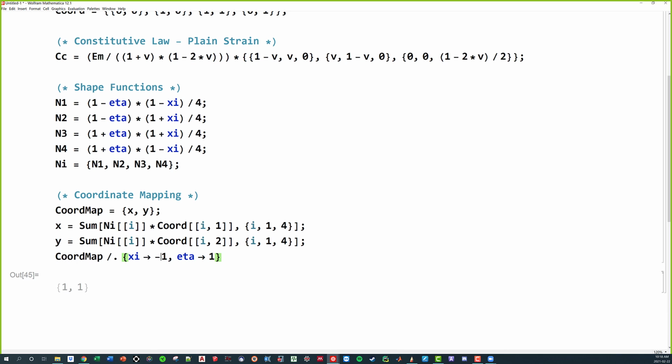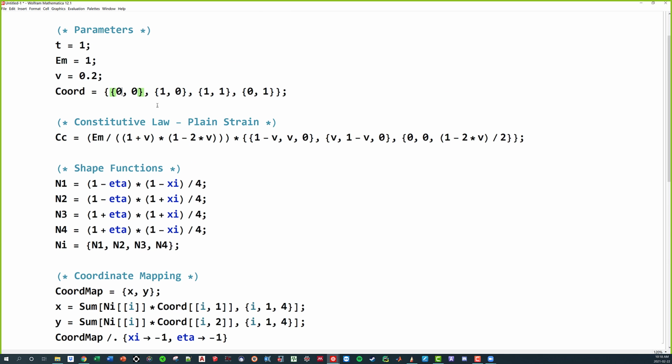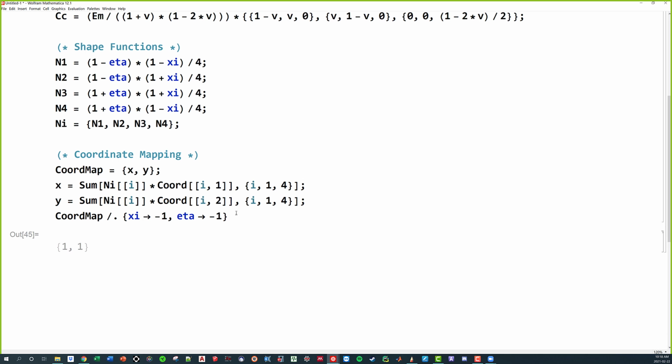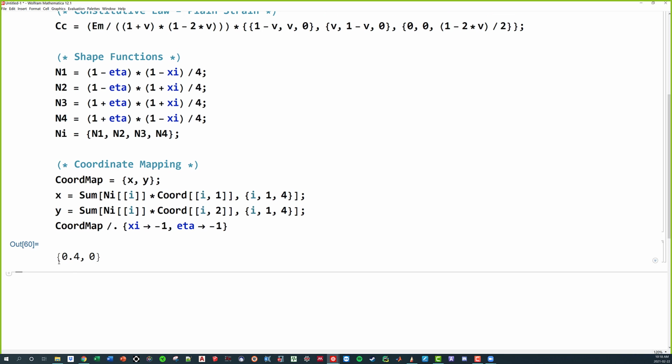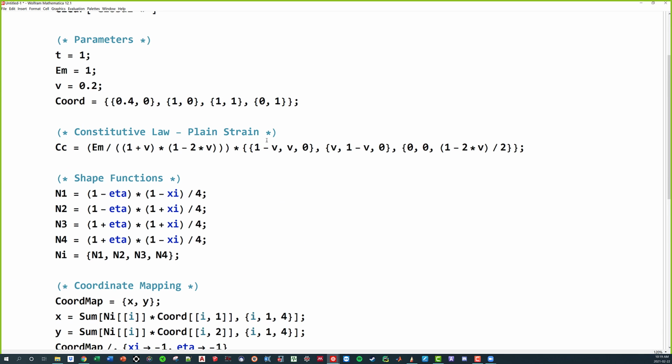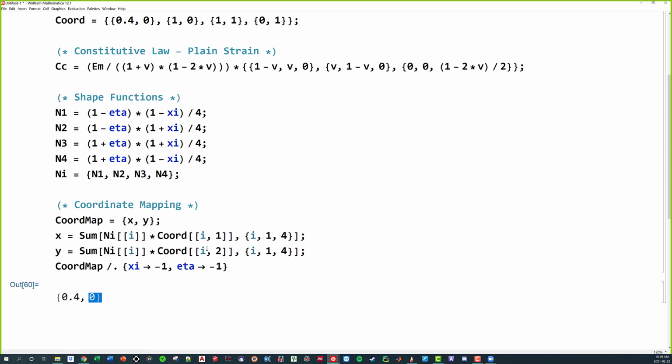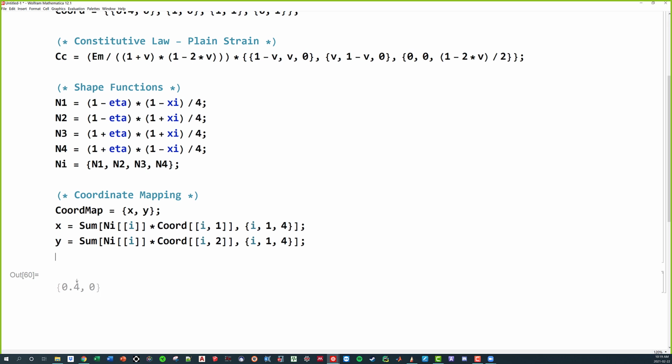So if I switch this to -1 and -1, go back to that first node, and switch our first node to, let's say, 0.5 or 0.4, it doesn't really matter, and run it, I get 0.4 comma 1. So this shows you guys that this mapping function is 100% accurate. Hopefully the mapping function itself starts to make more sense now. All we need to do is map our nodes together, and we're always good to go. So that's going to be our coordinate mapping.